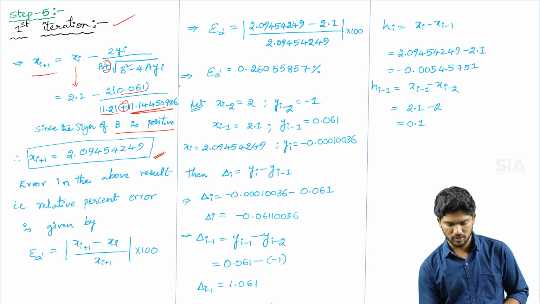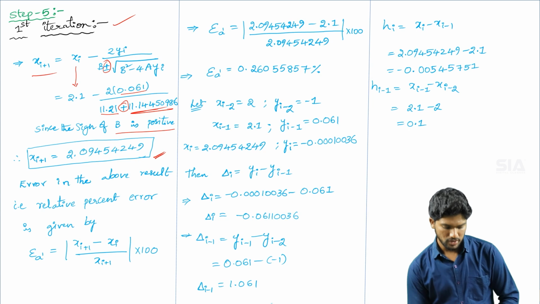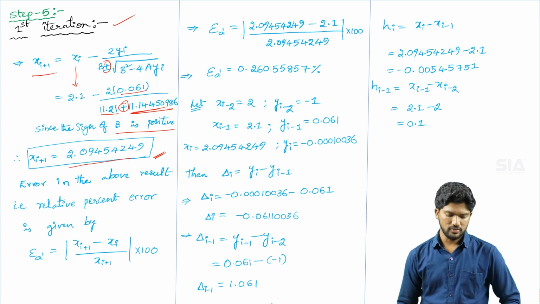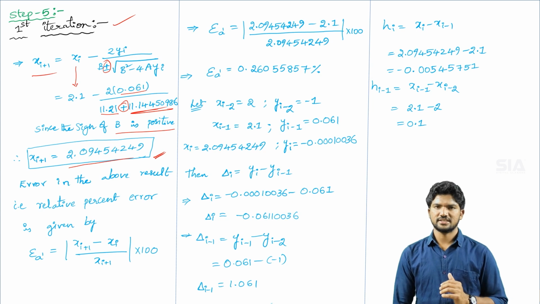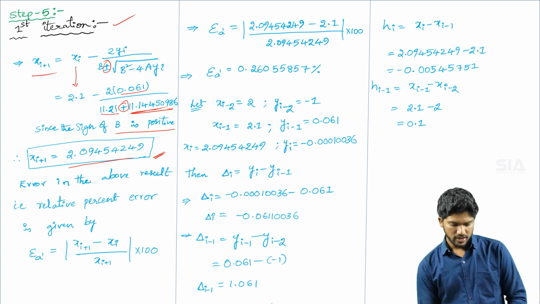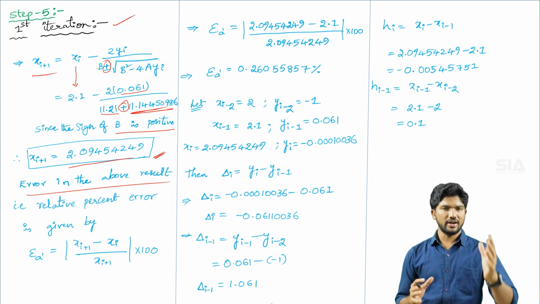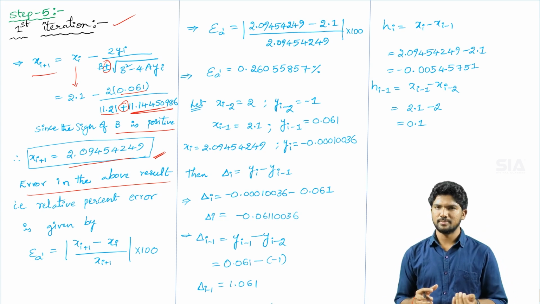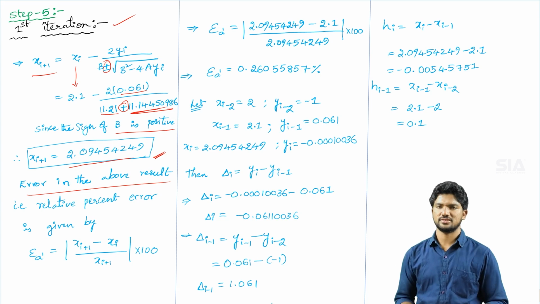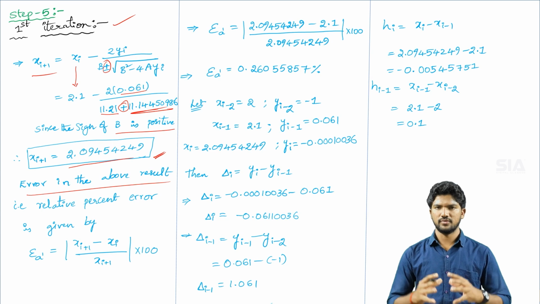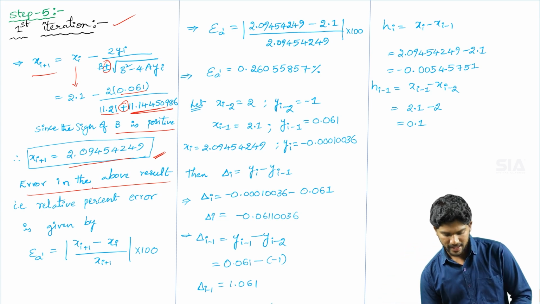Just remember that the sign of the value of capital B is positive, so in plus or minus, we take plus only. If you simplify the total fraction on the RHS, you will get x suffix I plus 1 equal to 2.09454249. So that is the first approximation root, x suffix I plus 1. Now, the error in the above result. Because we are taking the required root up to 4 decimal places, but here we have more than 4 decimal places, definitely there exists some error. If you find any approximation root, definitely there exists some error.